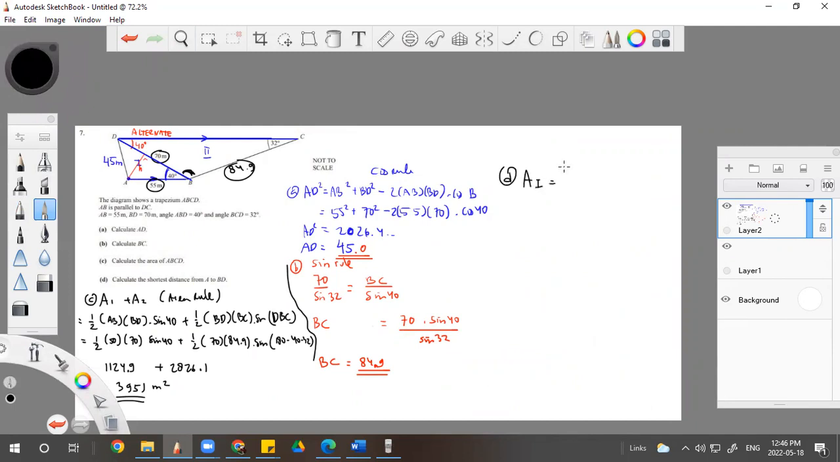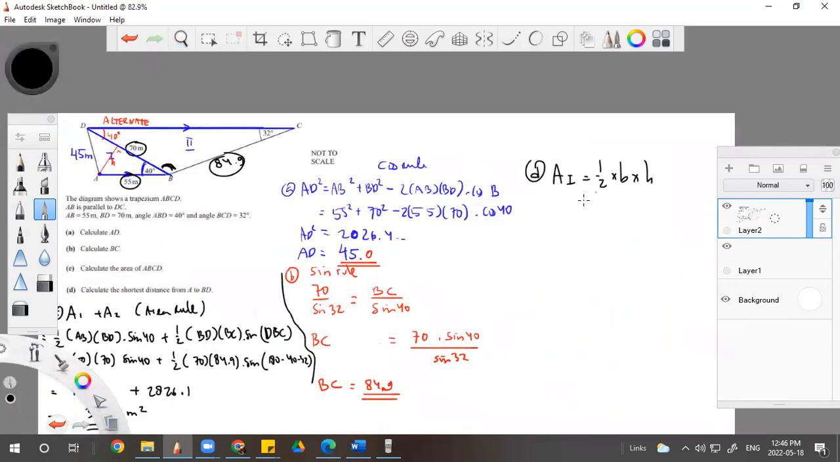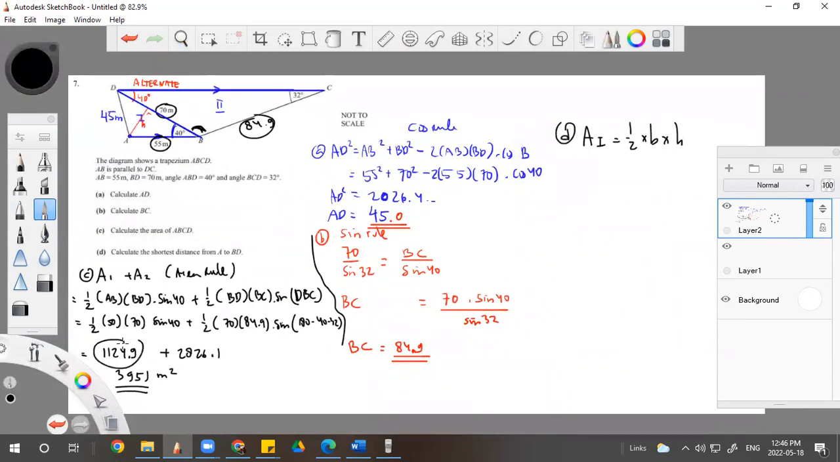So the area of triangle 1 equals half times base times height. No need to use cosine again, we use the regular formula, because the height is being asked. Area 1 is 1124.9. So 1124.9 equals half times the base, which is BD, times the height. Half times 70 times height, which is 35 times height. You can calculate the height yourself.